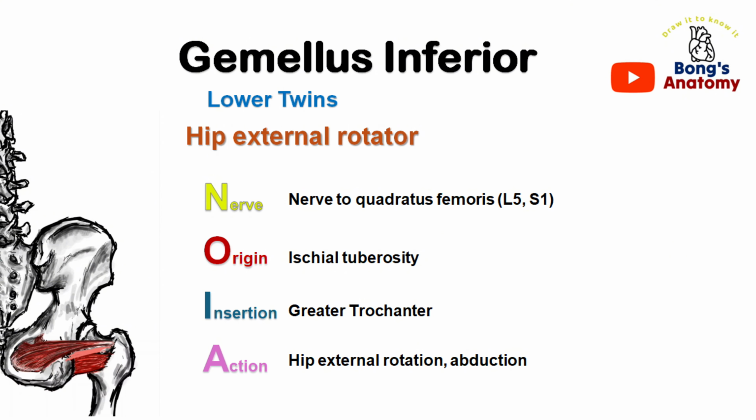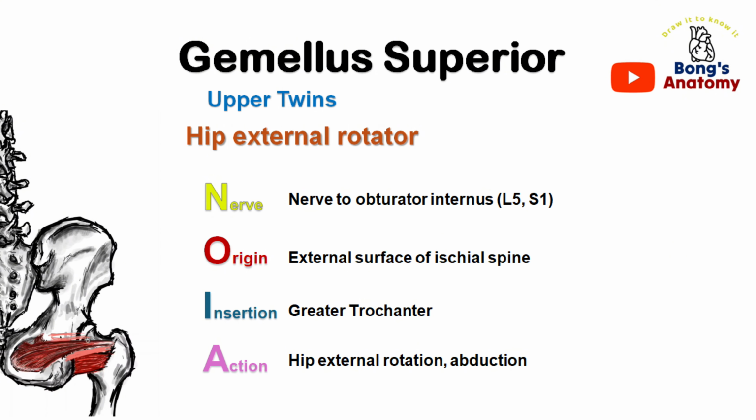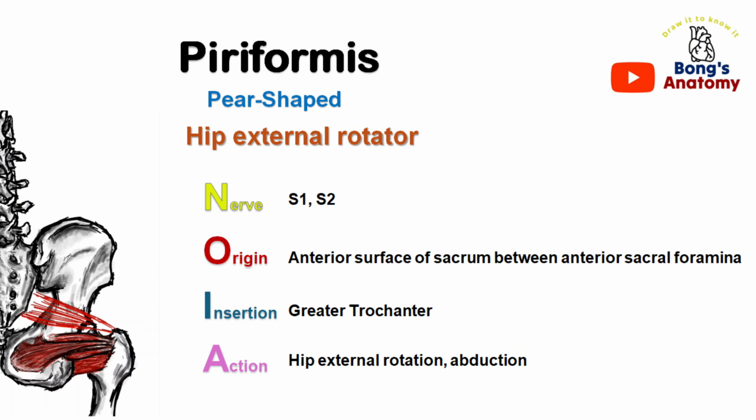Gemellus inferior. Gemini means twins. We have two, upper one and lower one. Innervated by the nerve to quadratus femoris, the same as quadratus femoris. Originating from the ischial tuberosity, inserts into the greater trochanter. Action is the same. Gemellus superior, twins on the upside, originating from the external surface of the ischial spine, all the rest the same.